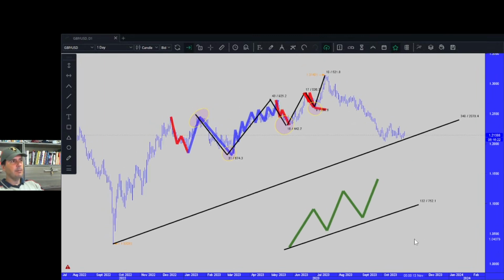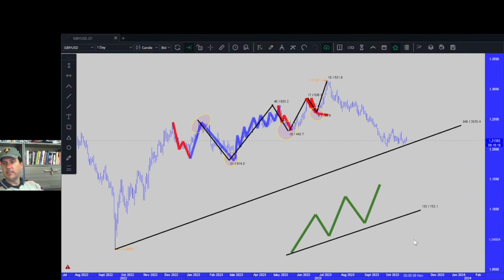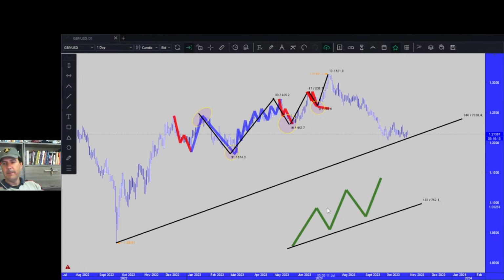Oh my gosh, something's happening with Bitcoin. The dogs are getting crazy. Ichi and Fibo fighting for control.